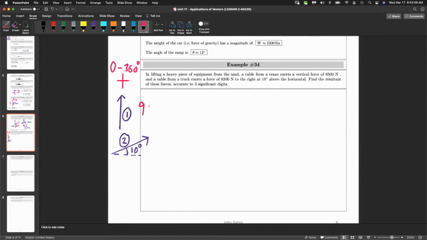Thank you, everybody. That's right. That's a 90-degree angle. And then this angle would be what between 0 and 360? Yeah, it's 10. It's just the easy number 10.